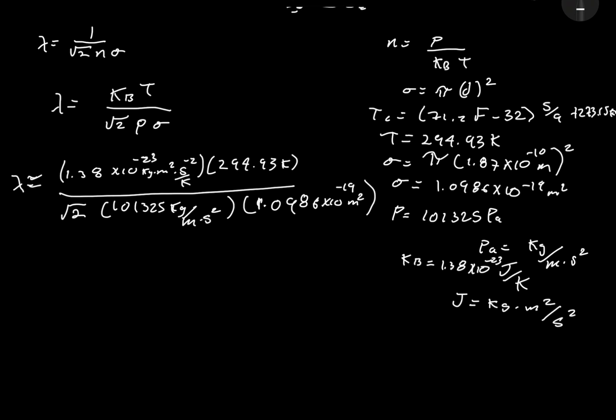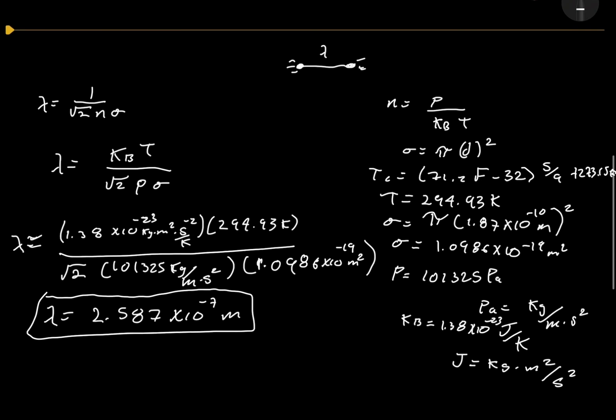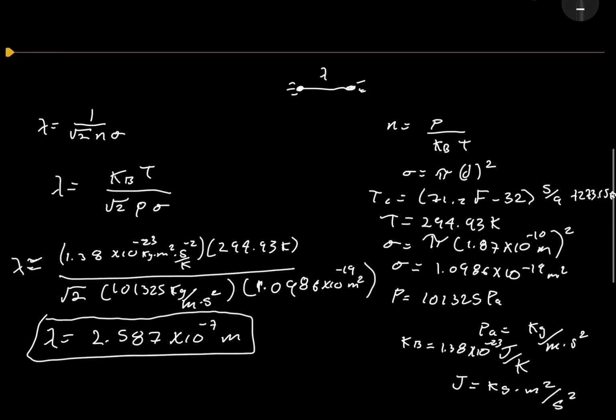All right, so at this point, you can plug this in your calculator, and you should find that it is about 2.587 times 10 to the negative 7 meters. So this would be the mean free path before these particles collide.